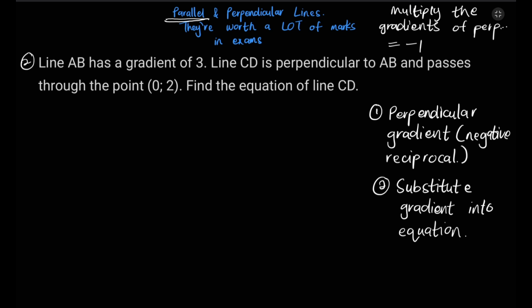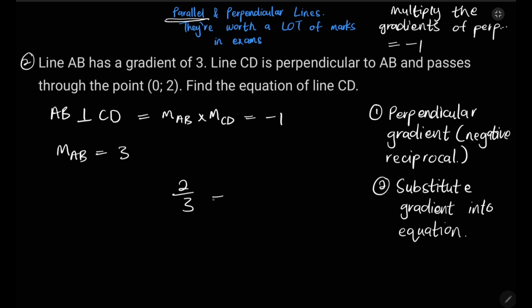Because the lines are perpendicular, meaning AB is perpendicular to CD. Remember, I said that when you multiply the gradient of AB with the gradient of CD, you should always get a negative 1. So if the gradient of AB is equal to 3, then that means the gradient of CD is the negative reciprocal. Remember, I told you that if you have 2 over 3, the negative reciprocal is negative 3 over 2. So for 3, it has to be negative 1 over 3. And why is that?